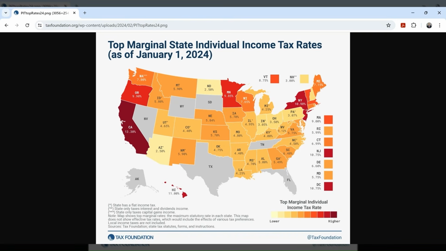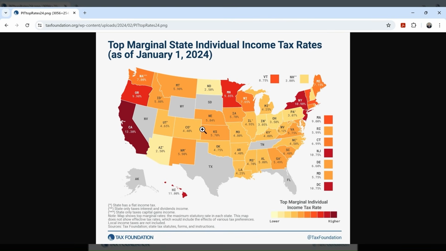Here is a look at income tax rates across the various states. You can see that if you live in a high tax state like California, Oregon, Minnesota, Wisconsin, or New York, you're going to be paying a lot of money on your CD interest in the form of taxes at the state level, and that will make T-bills much more desirable.